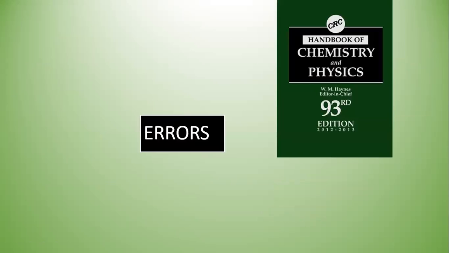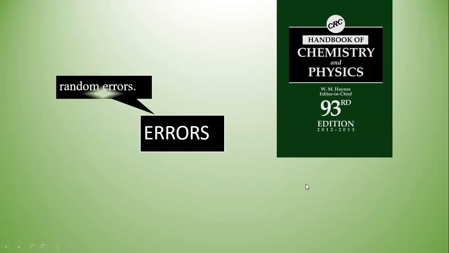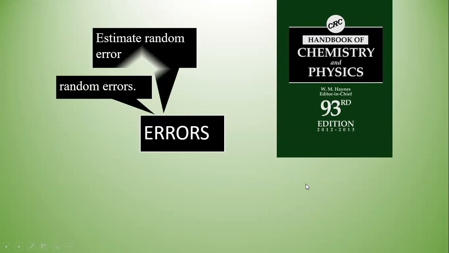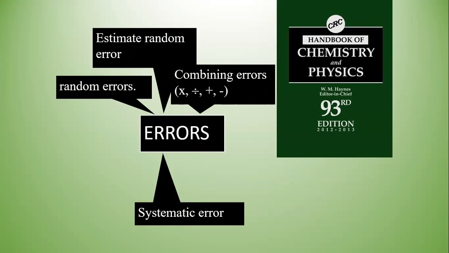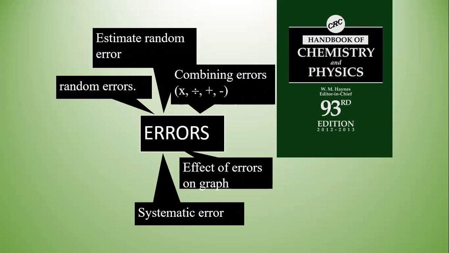Errors and uncertainty. All the physical constants are tabulated in this book. You can find it in the library. Random errors. We are going to estimate random error, then see how to combine the quantity and the errors. We won't be doing systematic error. The effect of graph, we won't be doing that. That one is for A-level.